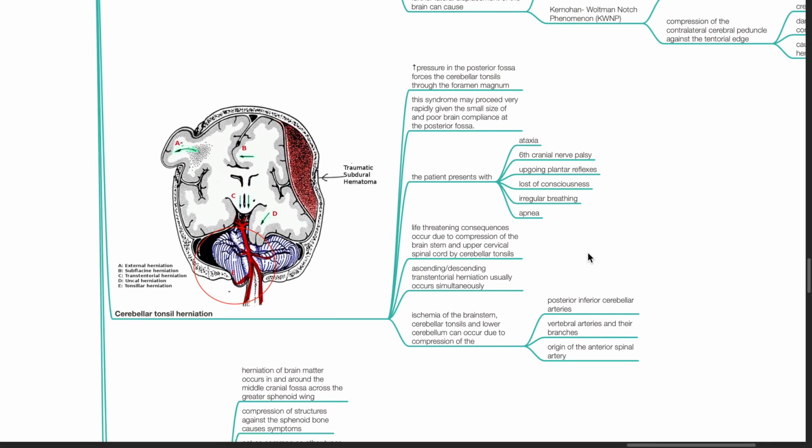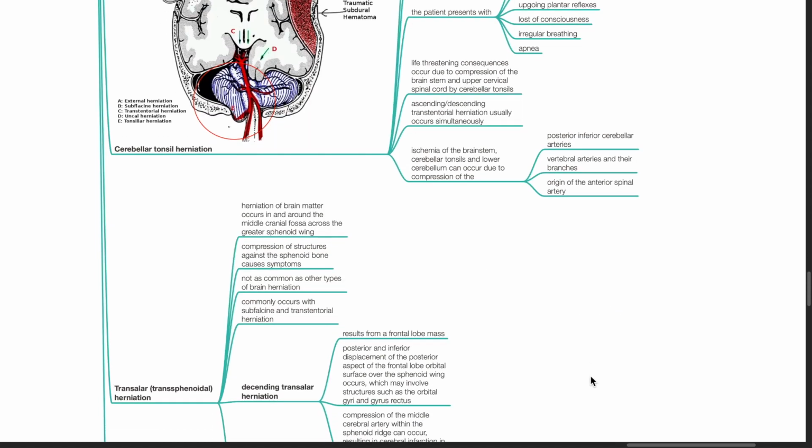Life-threatening consequences occur due to compression of the brainstem and upper cervical spinal cord by cerebellar tonsils. Ascending or descending transtentorial herniation usually occurs simultaneously. Ischemia of the brainstem, cerebellar tonsils, and lower cerebellum can occur due to compression of the posterior inferior cerebellar arteries, vertebral arteries and their branches, and origin of the anterior spinal artery.